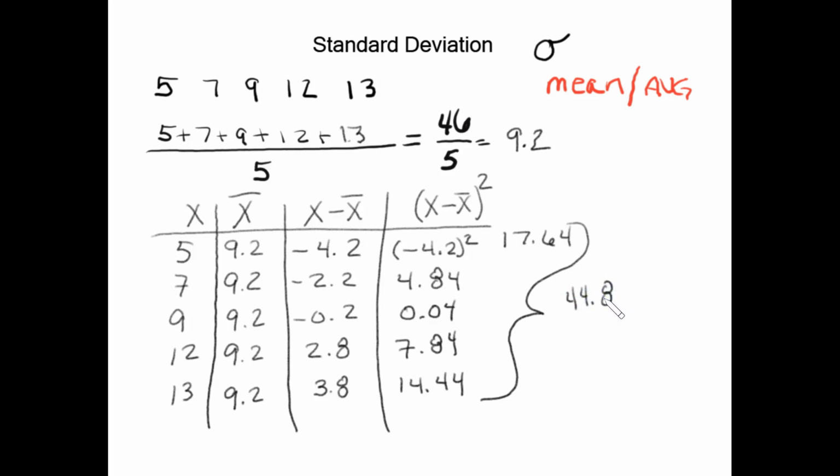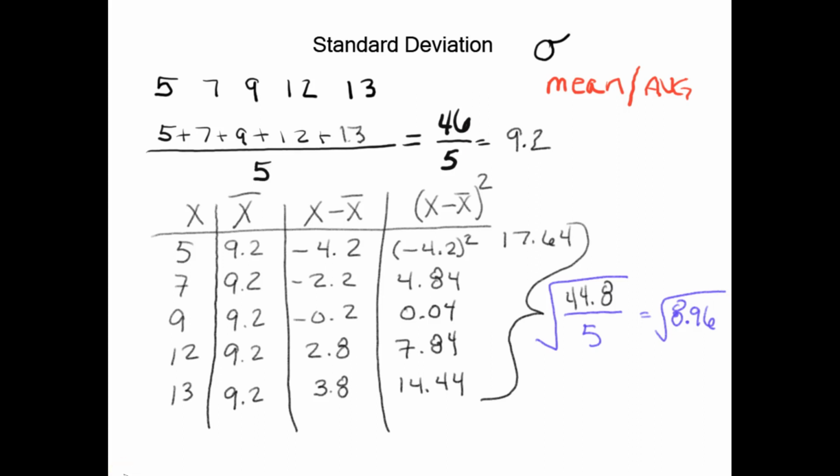All right. Now here's the major difference. Once we've gotten that far, not only are we going to divide this by the number of data terms that there are, but we're going to actually find the square root of that number. So we're going to find the square root of 44.8 divided by 5. 44.8 divided by 5 will give us 8.96, and we want to find the square root of that number.